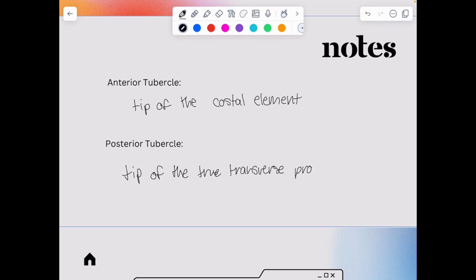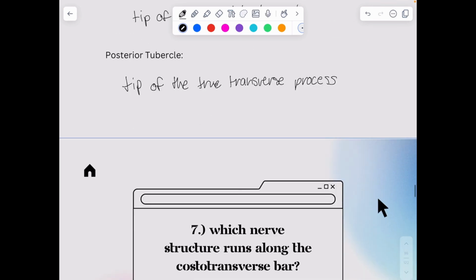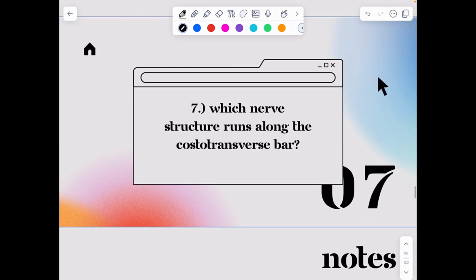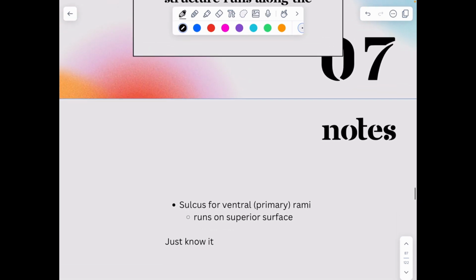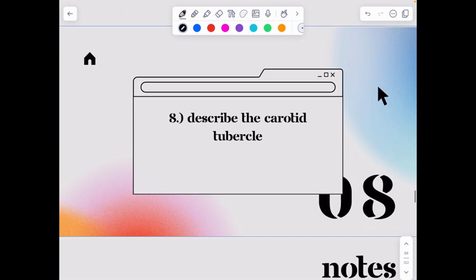So it's really important to know for this stuff how to put it into words, because you're not going to be given pictures. It's really easy to see on pictures, but you're not going to have that during the exam. So be sure you can talk yourself through where this is at associated to other structures on the vertebrae. Super important. Number 7, which nerve structure runs along the costotransverse bar? Sulcus for the ventral primary rami. It runs on the superior surface. You just got to know it.